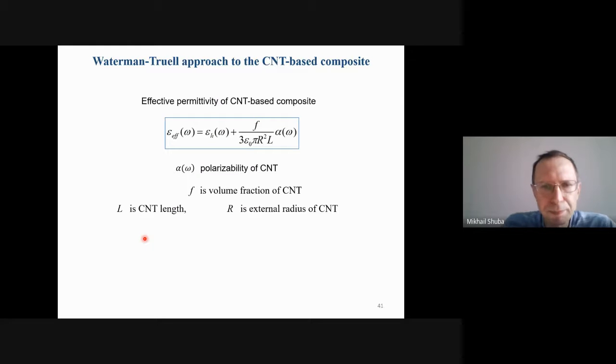In the case when carbon nanotubes do not interact with each other, or we can, for example, neglect this interaction, we can use the very simple Waterman-Pedersen approach, where the effective conductivity of the composite material can be easily calculated if we know the polarizability of an individual nanotube.